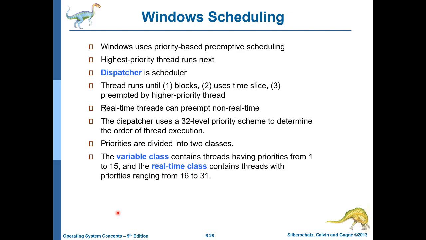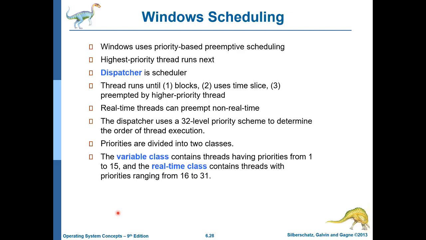So the highest priority thread will run, and here we have the dispatcher, which acts as a scheduler. The dispatcher itself decides the scheduling using priority-based preemptive scheduling, and a thread will run until either it blocks, which means it is waiting for some I/O, or it uses its time slice which is given to it, or number 3, it is preempted by some higher priority thread.